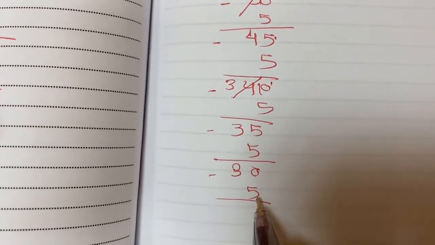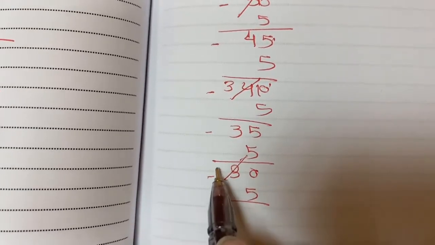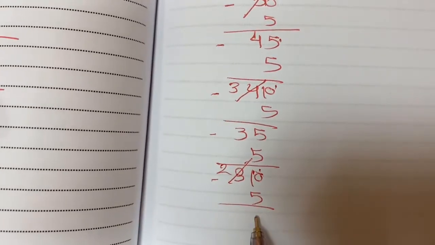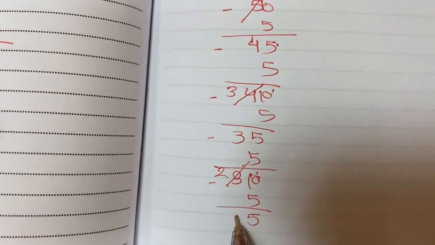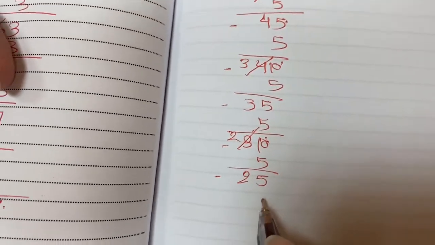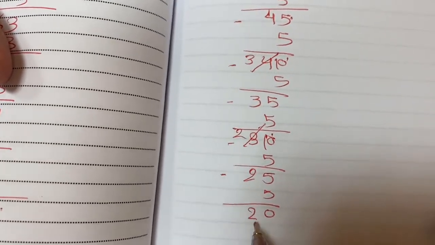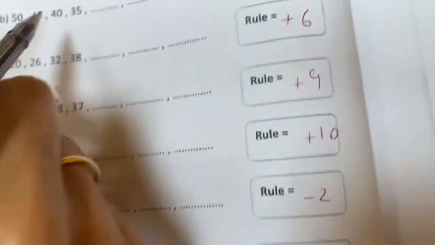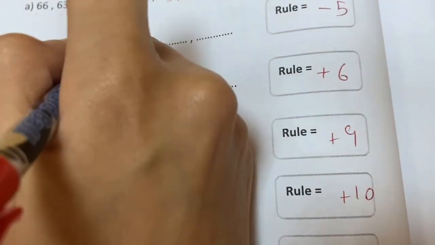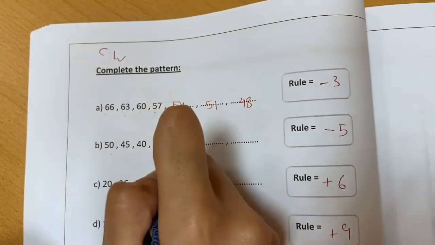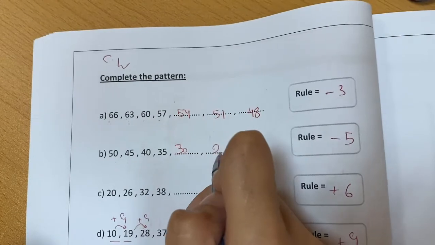More on top and more on floor, go next door and get 10 more. 10 minus 5 equals 5, and 2 minus... 5, 0 minus 5 minus 5 equals 0. So the number here going after 35 is going to be minus 5, so 30 minus 5 is 25.